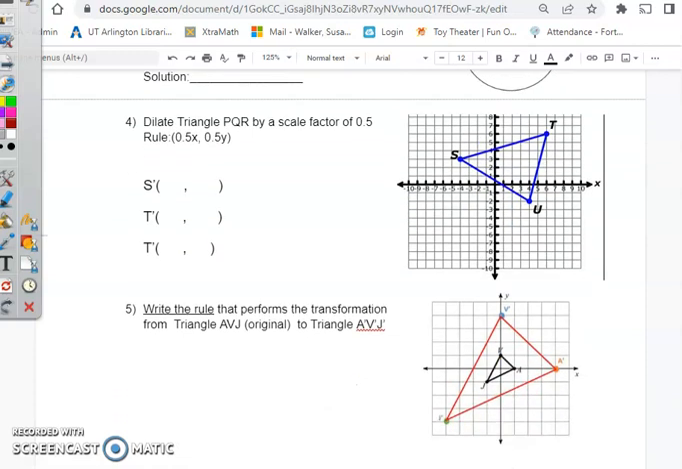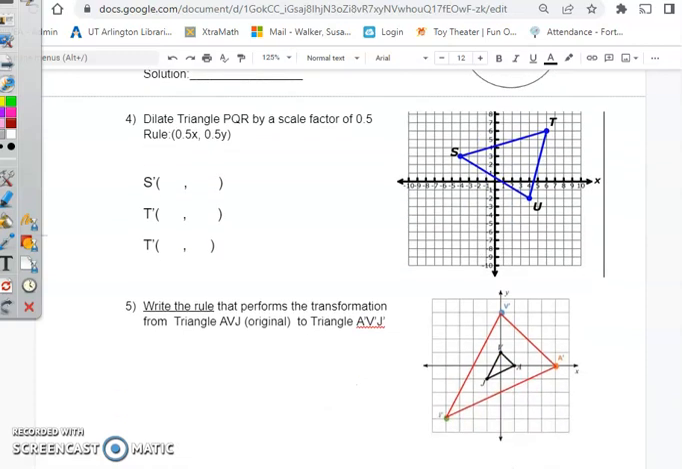Okay, number 4 says dilate triangle PQR by a scale factor of 0.5. Okay, this is a decimal. I know normally we use fractions, but hey, we have a decimal on this one. Hopefully you know 0.5 is the same as 1/2. So I made a mistake here. I'm going to fix this before I reprint it. This is going to be U. That's where we're going to start with U.